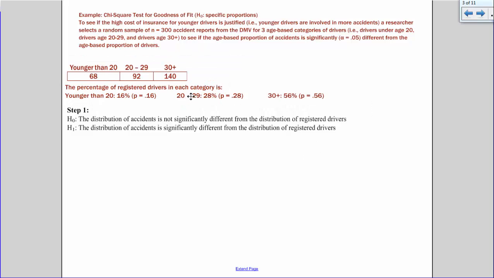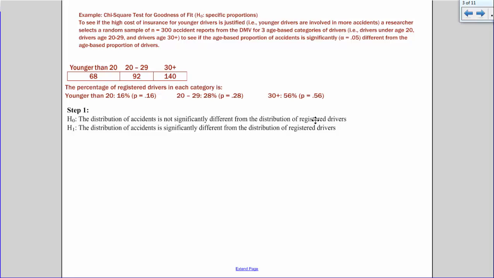So between ages 20 and 29, 28% of drivers are in that age range, or P equals 0.28. And then for drivers 30 or older, 56% of drivers are 30 or older, or P equals 0.56. Now pause this video, try to work out the chi-square test for goodness of fit. I already gave you the alternative and null hypothesis here, based on using the PE times N formula for the frequencies expected, because now you have specific proportions.